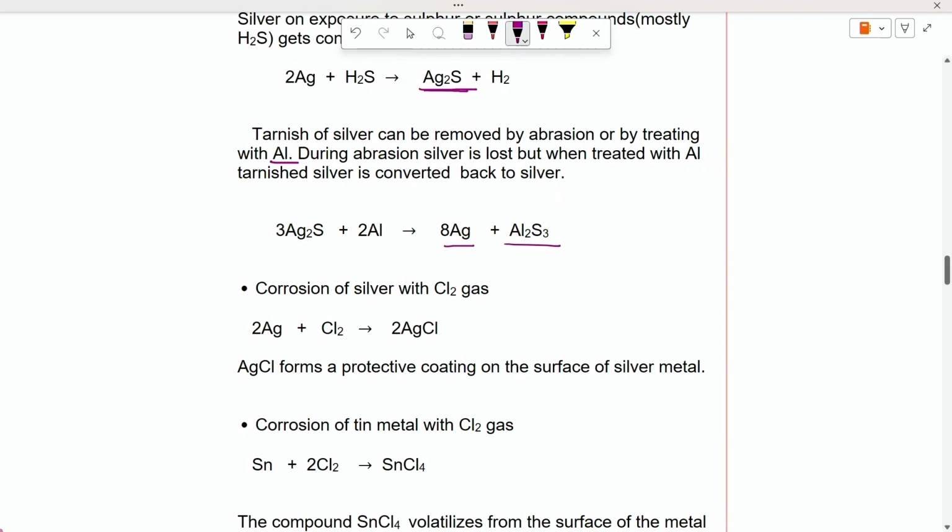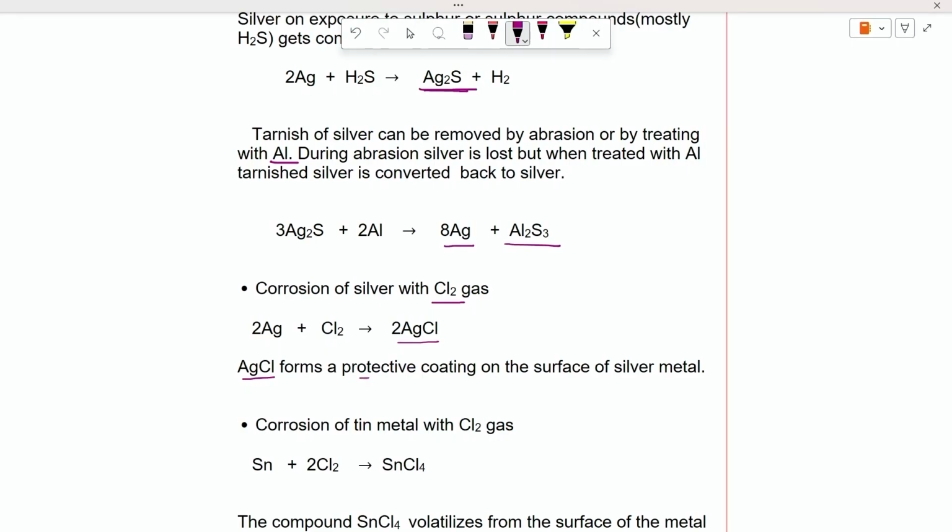Next is corrosion of silver with chlorine gas. Silver has a great tendency to combine with chlorine to form silver chloride. So, silver reacts with chlorine to form silver chloride. Now, this silver chloride has an advantage. It also forms a protective coating on the surface of the silver metal, and silver chloride, as you all know, is white in color. So, there is no much noticeable difference between the corroded part and the uncorroded silver.